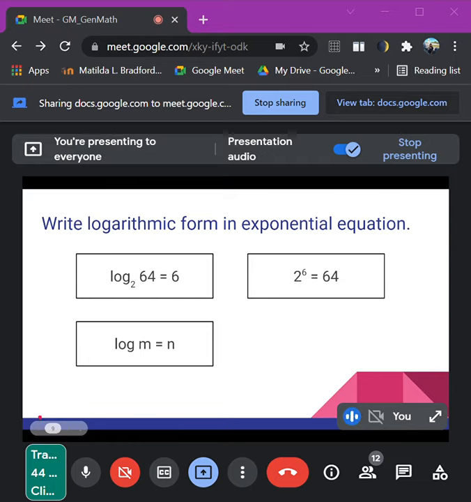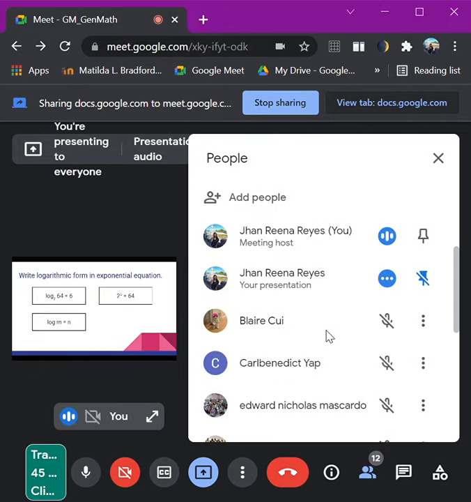We have here log m is equals to n, or the logarithm of m is equals to n.